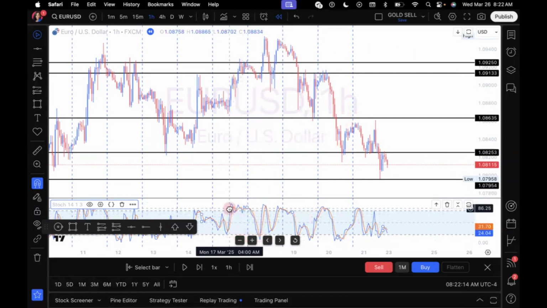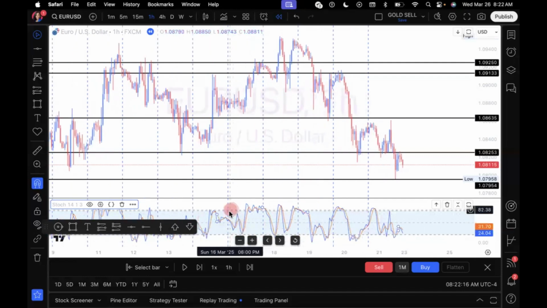Now, if we were looking for a buy, it would be the opposite. You would see that the stochastic is facing up, the blue line is on top, and it has crossed above one of these significant levels.